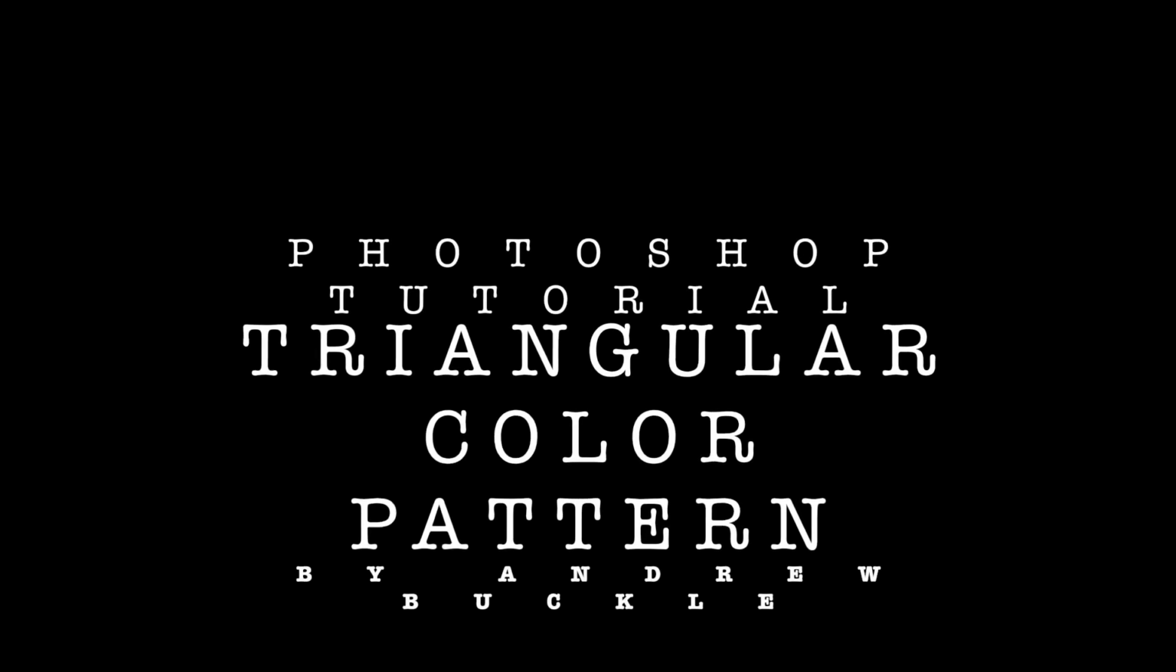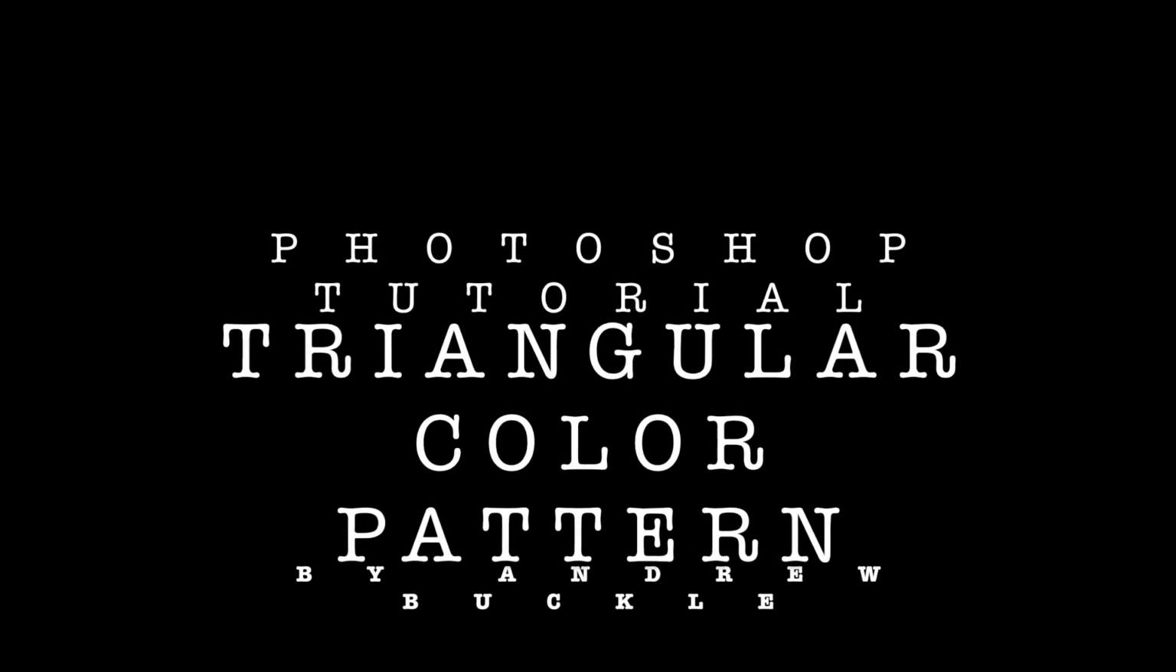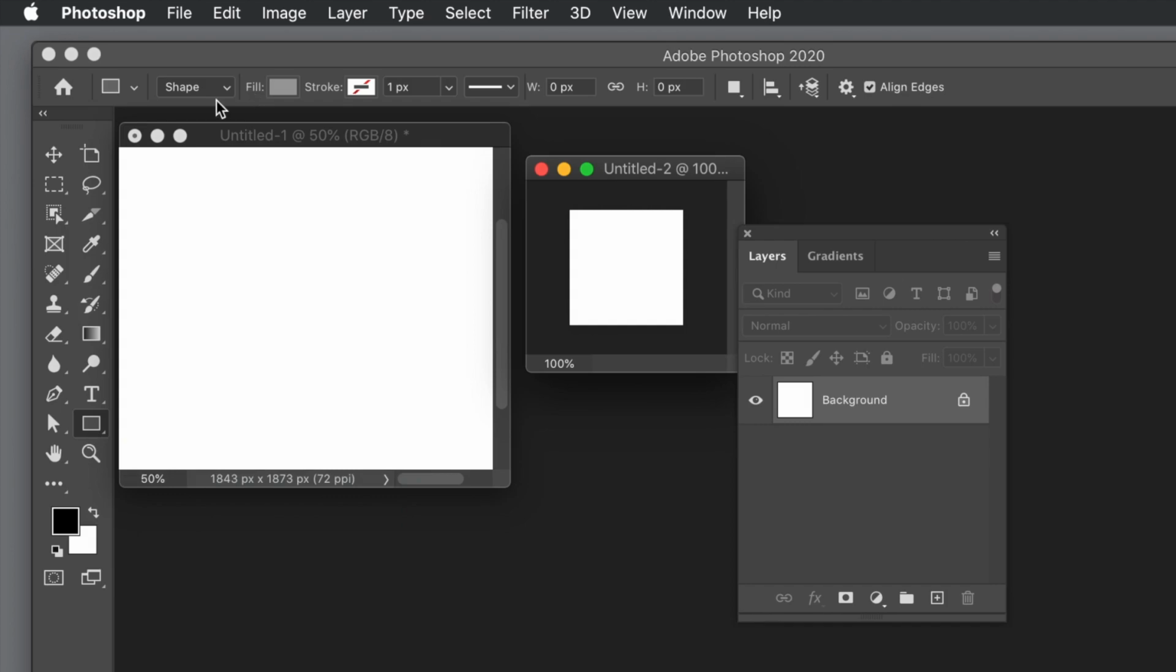How to create a triangular colour pattern in Photoshop. I'm using CC 2020, 2019, 2018, fine as well. Got a document 200 by 200, could be 300 by 300, etc. Select the rectangular tool in the Tools panel, make certain its shape, and fill is a grey.